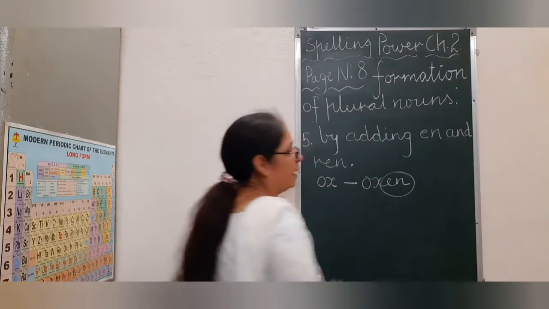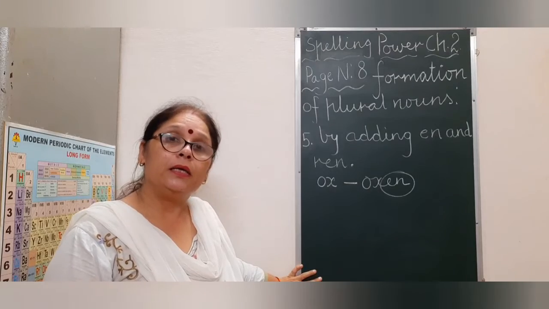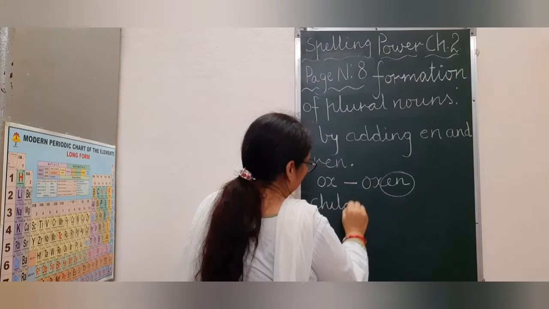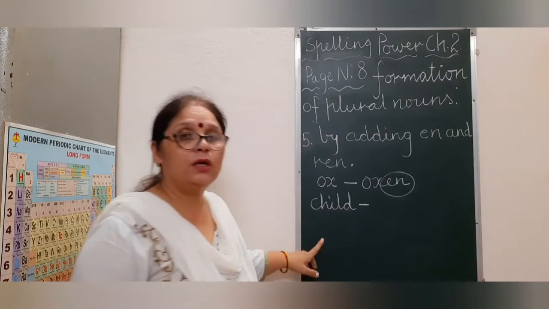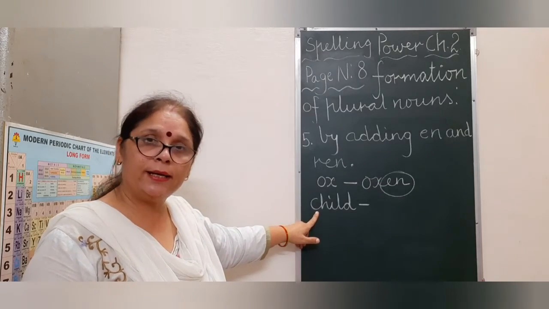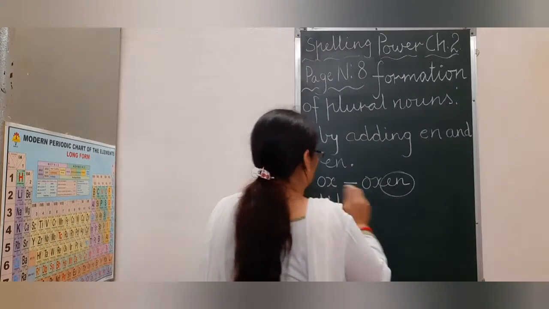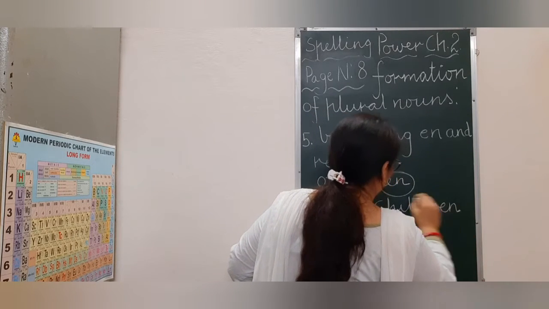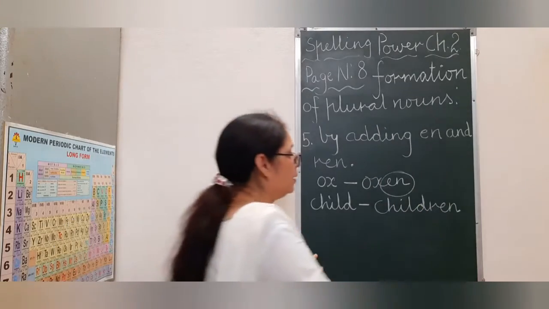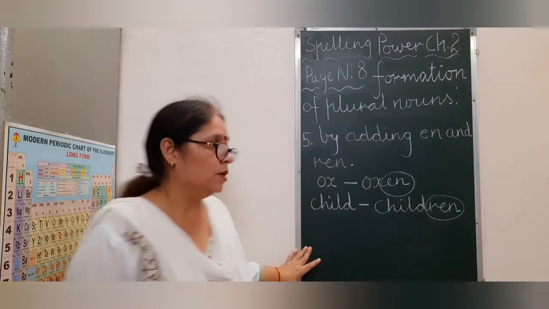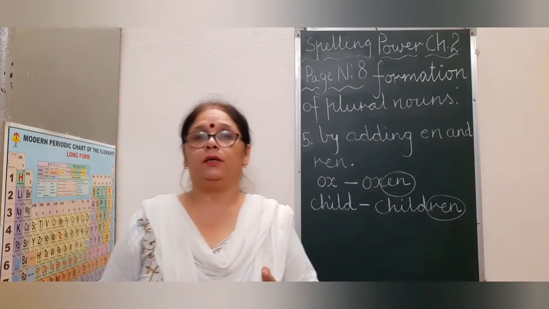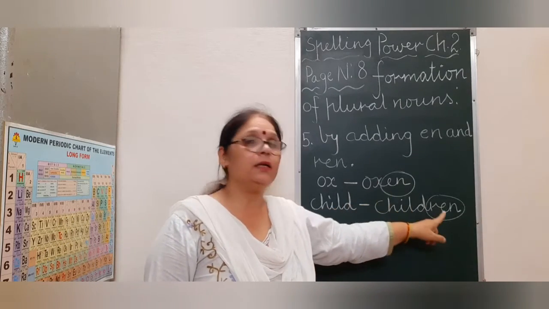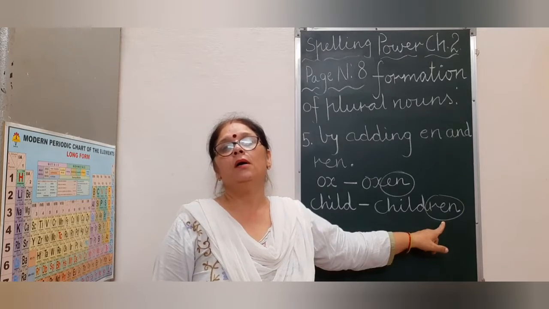Added en. What did I add there? En. And the next word is child. The singular form of this word is child and its plural form is children. What did I add there? ren. As I told you, there are only two words when we add en and ren to form the plural form of these two nouns.